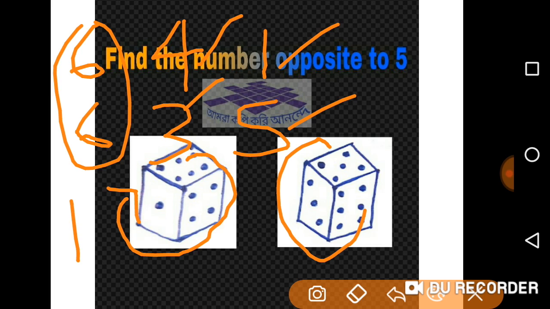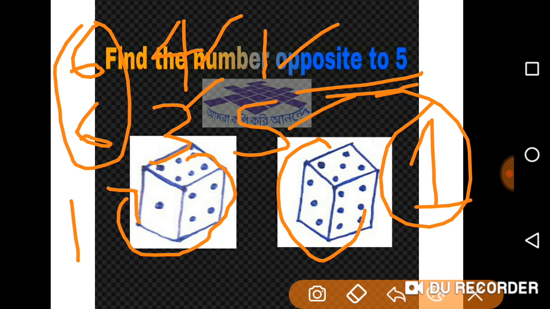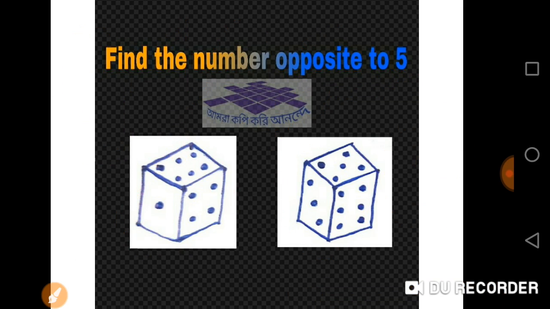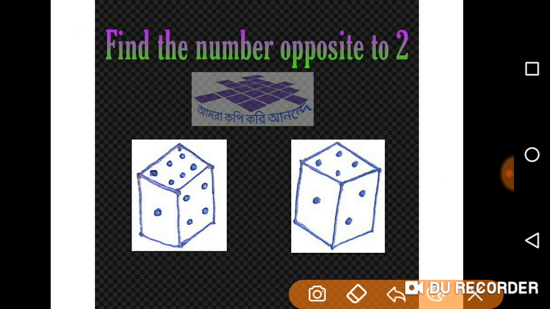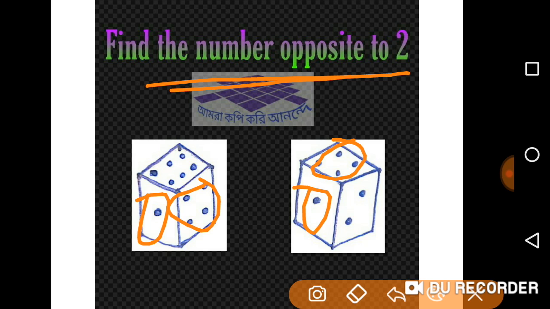I think it is clear to you. It will be more clear with the second problem. So the answer is, opposite to the 5, the answer is 1. 1 is present opposite to the 5. Second question, see here, there are two common sides, 4 1, here is also 4 1. In case of two common sides, what will be the opposite to 2? In case of two common sides, 2 is present opposite to 6. So the answer will be 6.